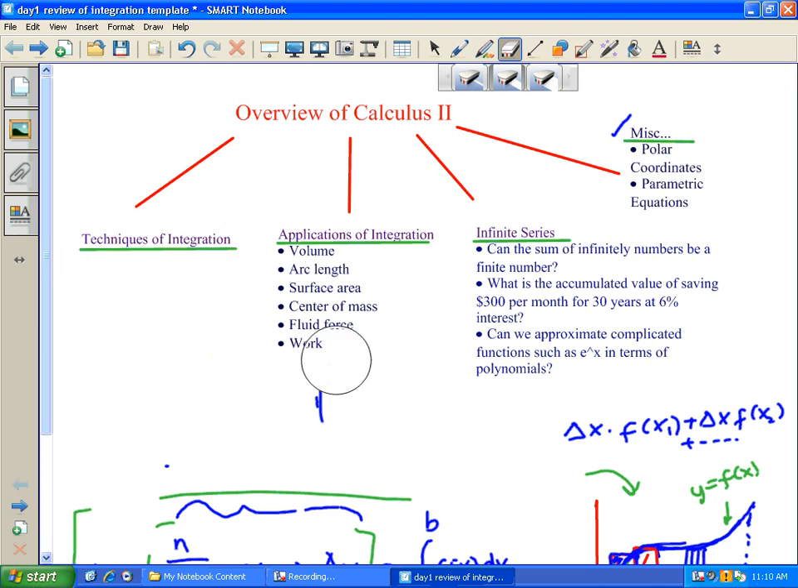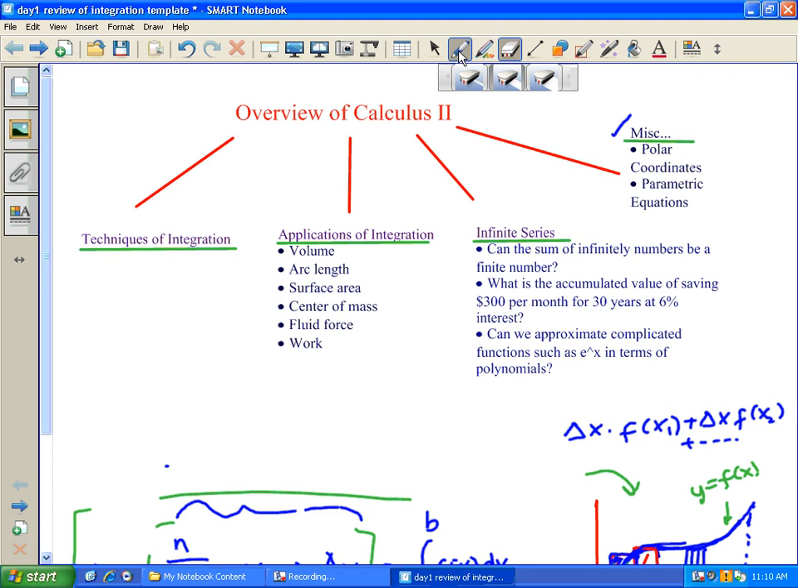Now let's go back to our top topics for a moment and take a look at what else we're going to be covering in this class. So we already talked about techniques of integration, and there are several techniques. Of course, the simplest one being u substitution. And we're going to add many other techniques such as partial fractions, trig substitution, trigonometric integrals, integration by parts, etc.